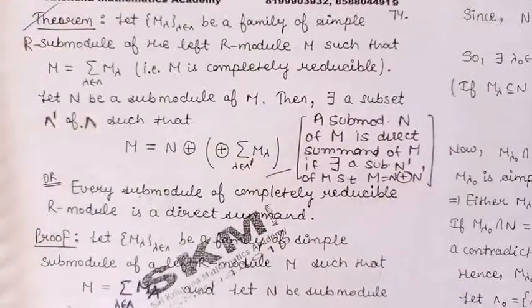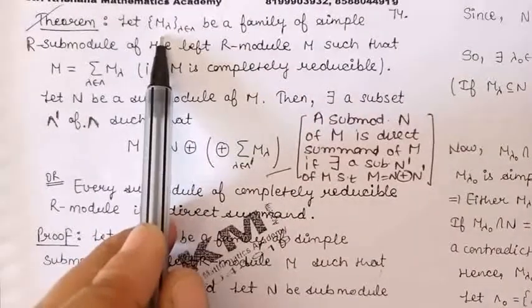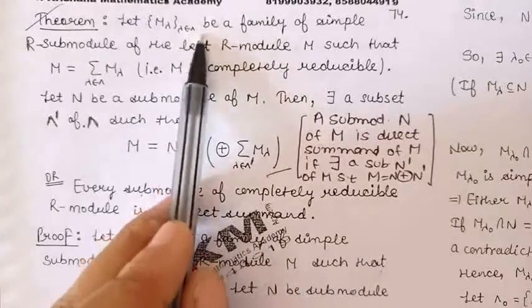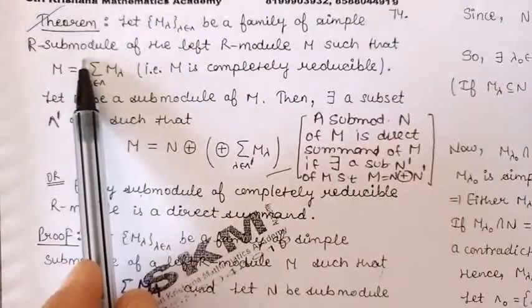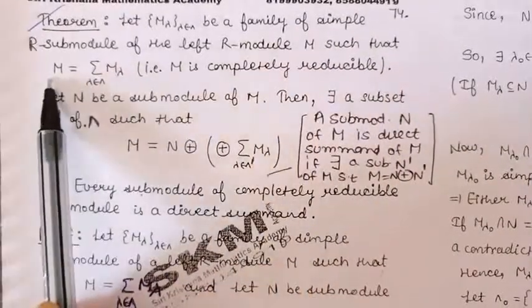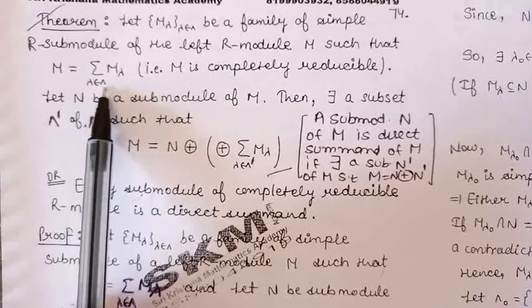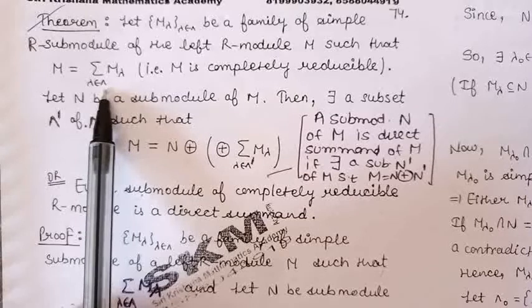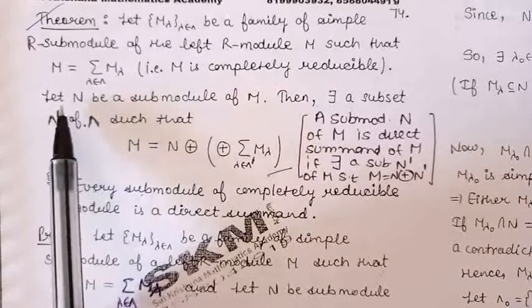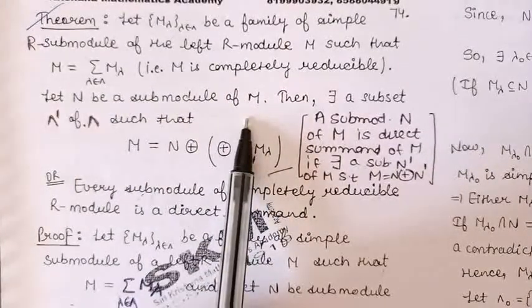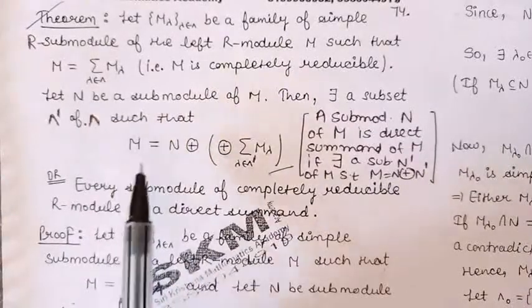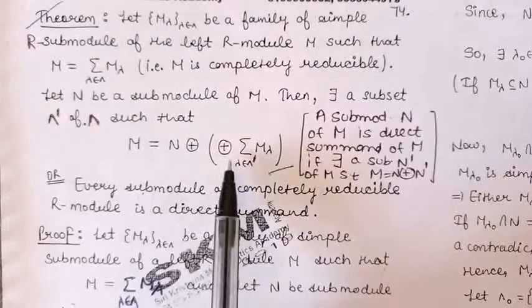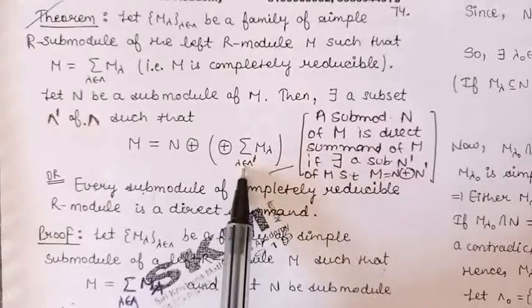Now next we discuss an important theorem based on semi-simple modules. So the theorem is, let M lambda, where lambda belongs to uppercase Lambda, be the family of simple R submodules of an R module M, such that M is the summation of M lambda, lambda belonging to this index family uppercase Lambda. It means M is semi-simple. N is a submodule of M. Then we are to prove that there exists a subset of this family uppercase Lambda, such that M can be written as N direct sum summation M lambda, where lambda belongs to this subset.